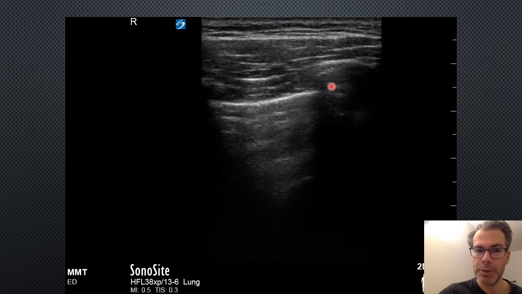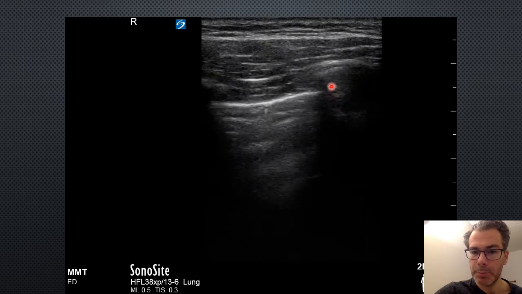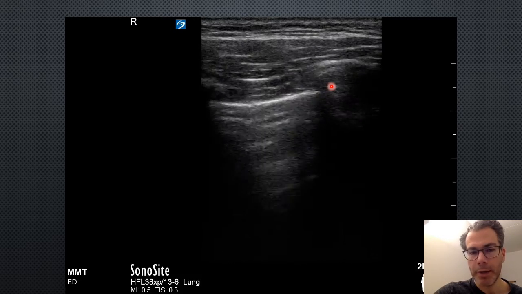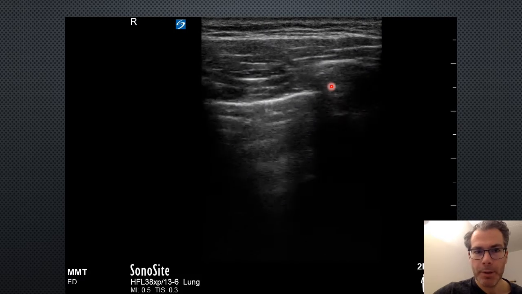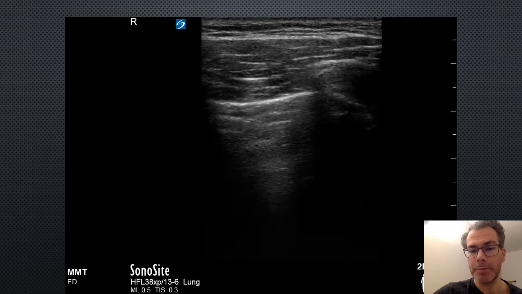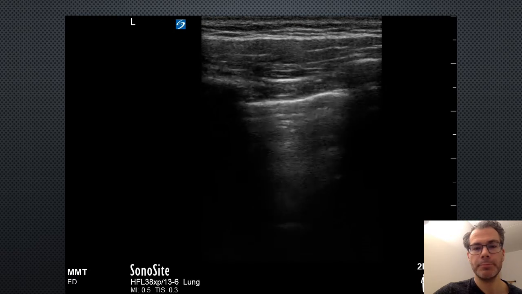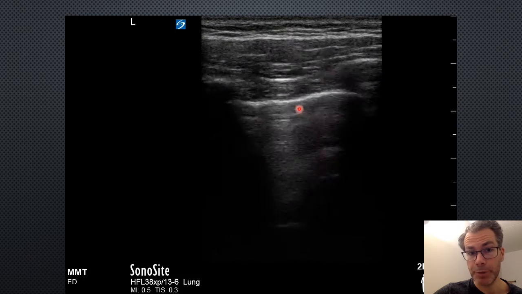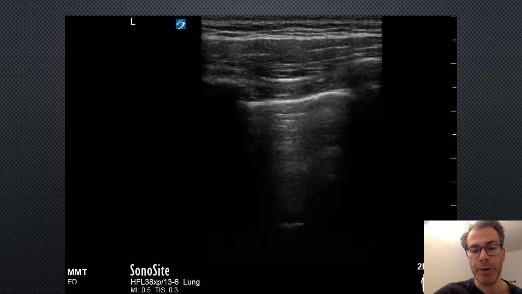So as the patient breathes in and out, the visceral and parietal pleura, if they're together, should create this kind of shimmering back and forth, dynamic, moving appearance. And there, lung sliding is present, so we can rule out a pneumothorax at that point. And here is on the left, and again, lung sliding is present, so there's no significant pneumothorax on either side.